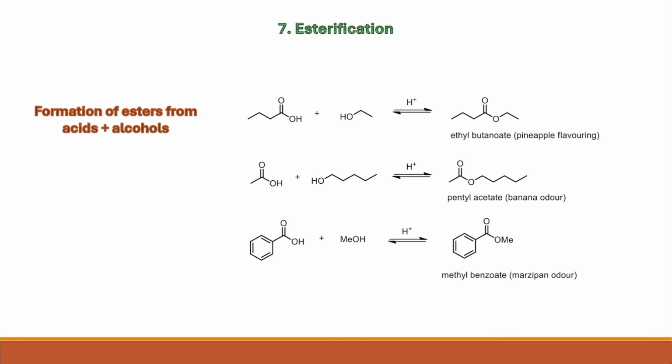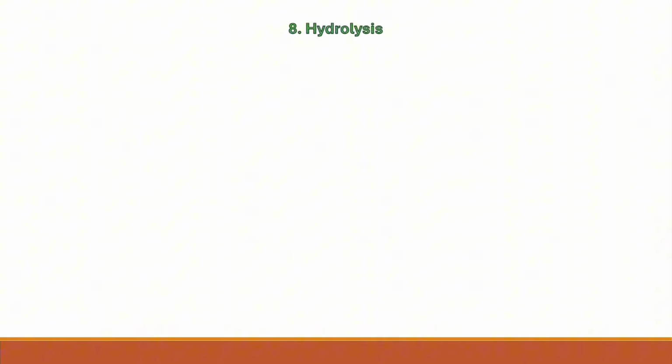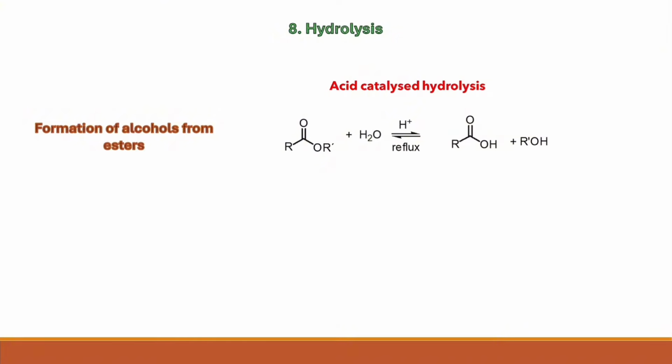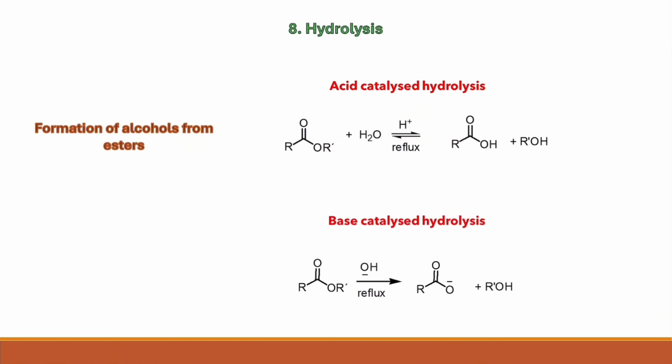Hydrolysis is the formation of alcohols from ester, and there are two types of hydrolysis. There is the acid catalyzed hydrolysis, where you use an acid with water to break the ester into an acid and alcohol. And there is the base catalyzed hydrolysis, when you use a base to give you the salt of the acid plus the alcohol. And that will tell us about the saponification.